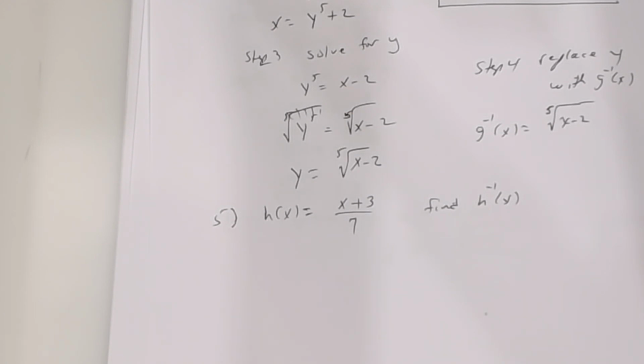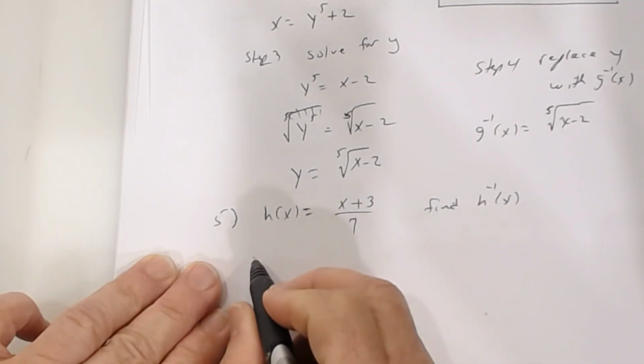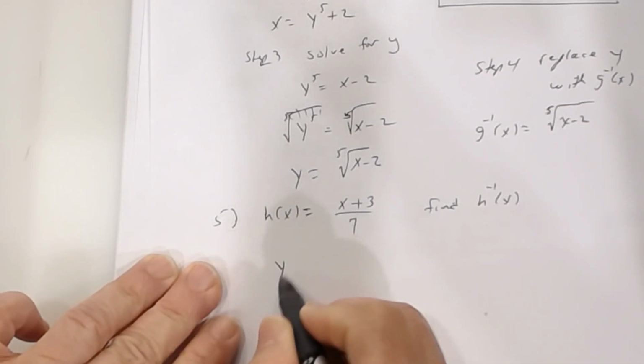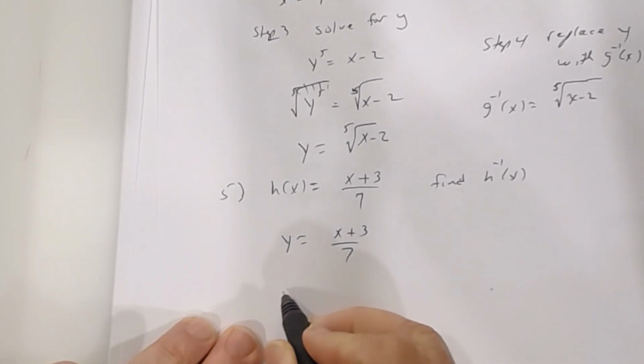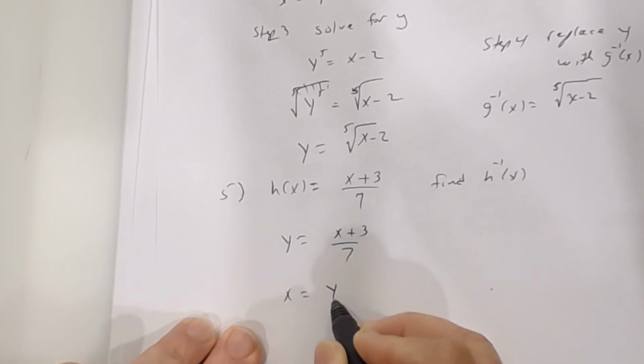So what's step 1? Replace h of x with y. So you're just going to say y equals x plus 3 divided by 7, right? Then what are you going to do next? Swap the variable. So then you're going to say x equals y plus 3 over 7. And then the next step is to get y by itself. So remember, let's clear the fractions. I'll multiply both sides by 7, because the LCD is 7.